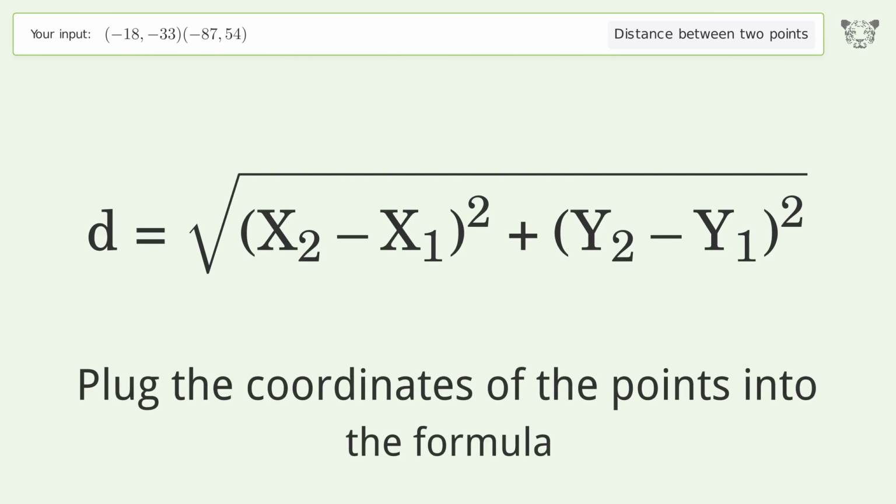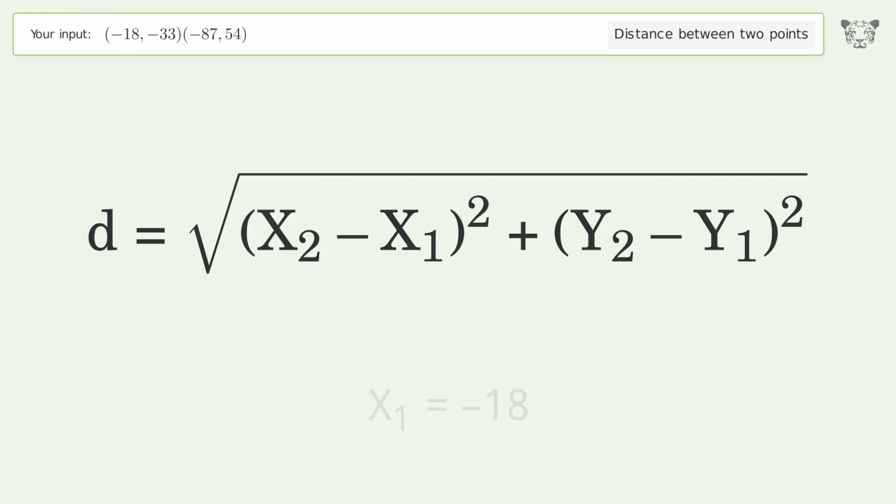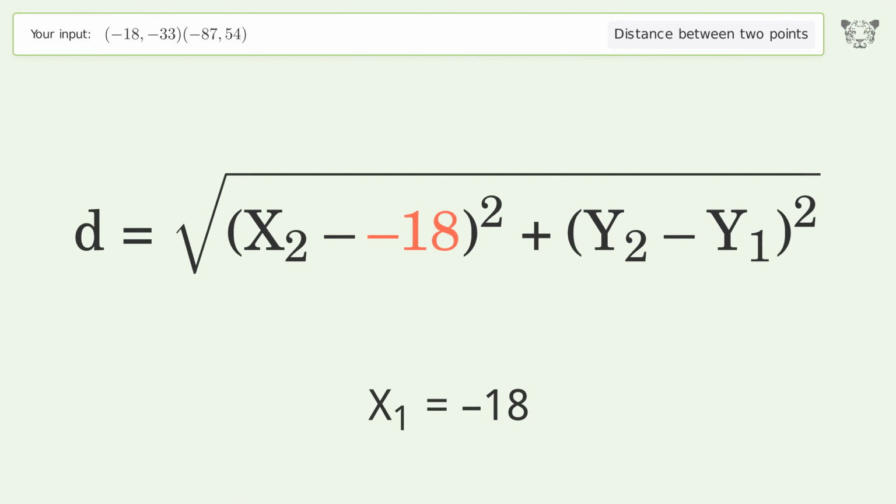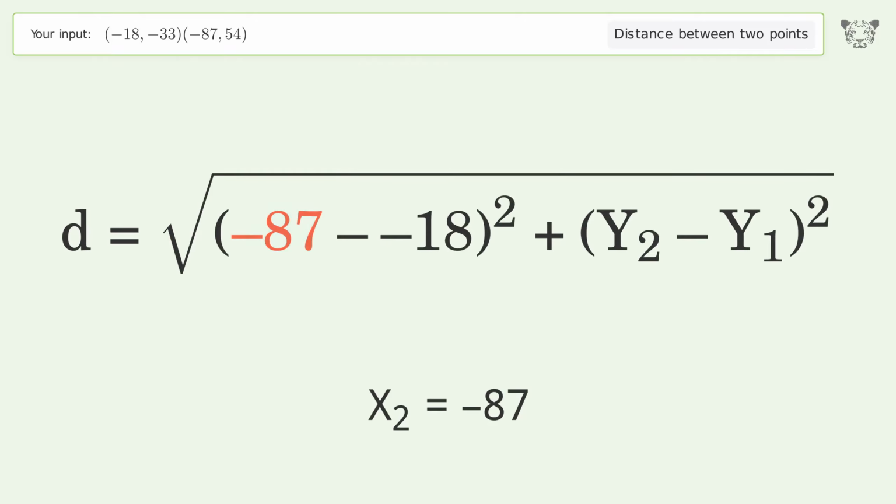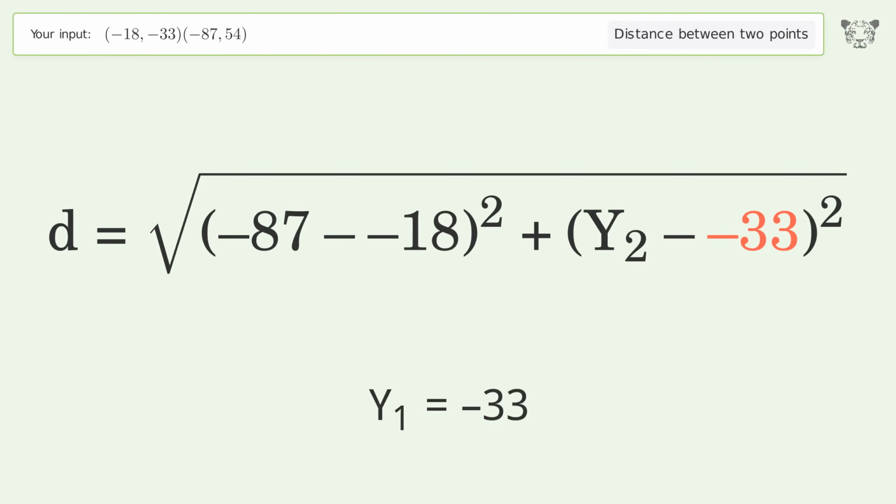Plug the coordinates of the points into the formula. x1 equals -18. x2 equals -87. y1 equals -33. y2 equals 54.